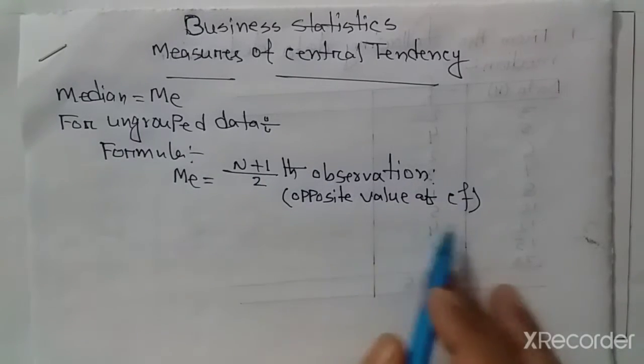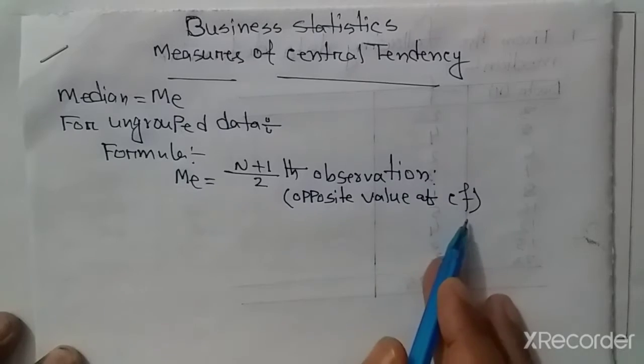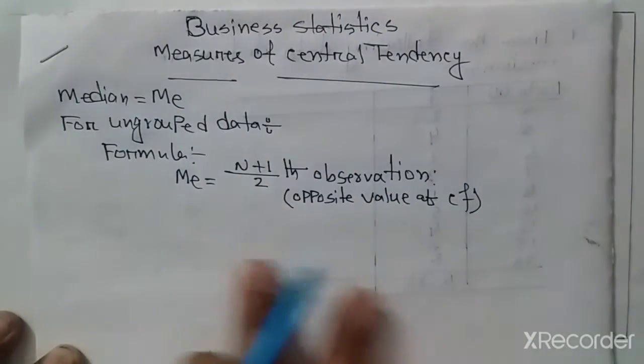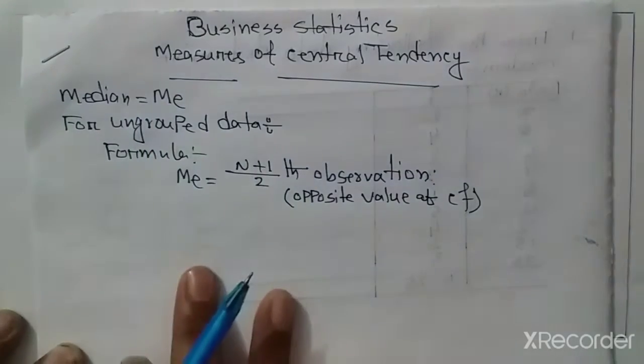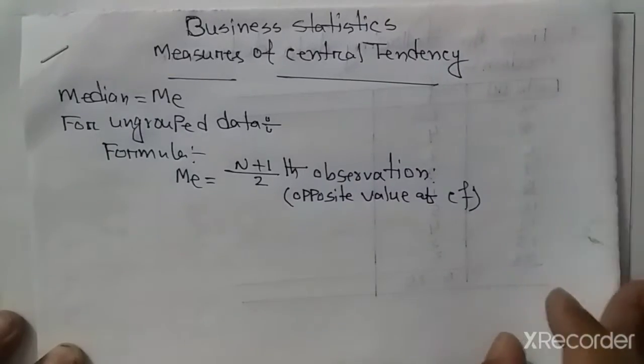The alternative name is the opposite value of CF. That means we have to calculate the median for ungrouped data. You must calculate the cumulative frequency. This is the formula for the median of ungrouped data. Let's see the question and solve it.